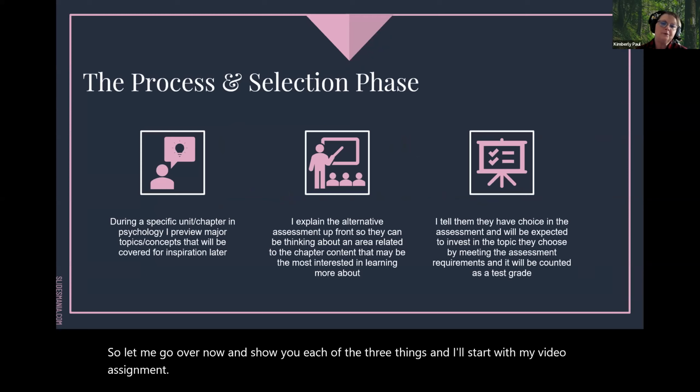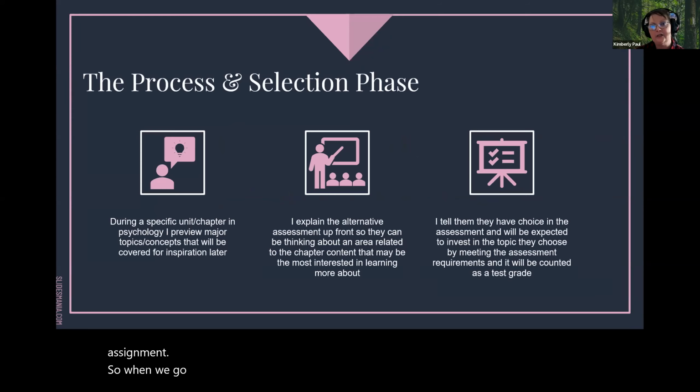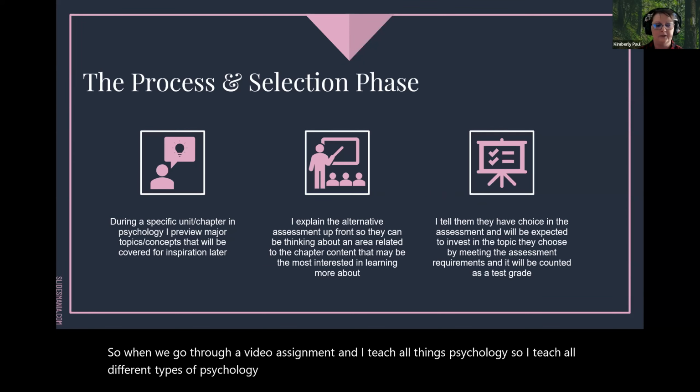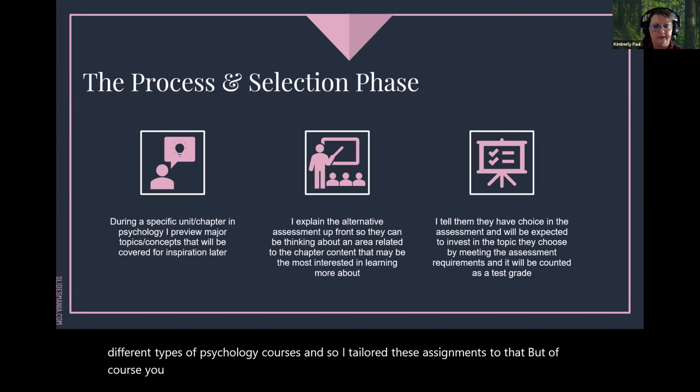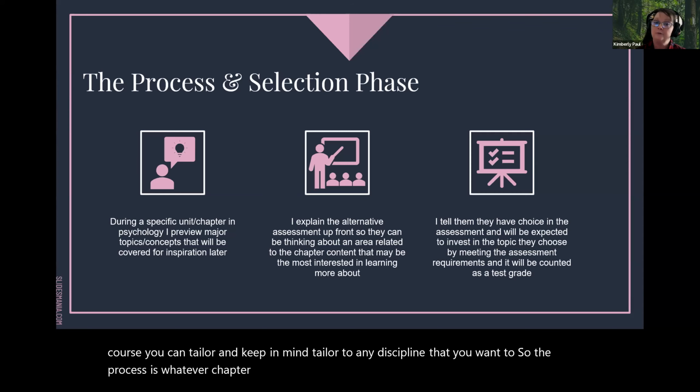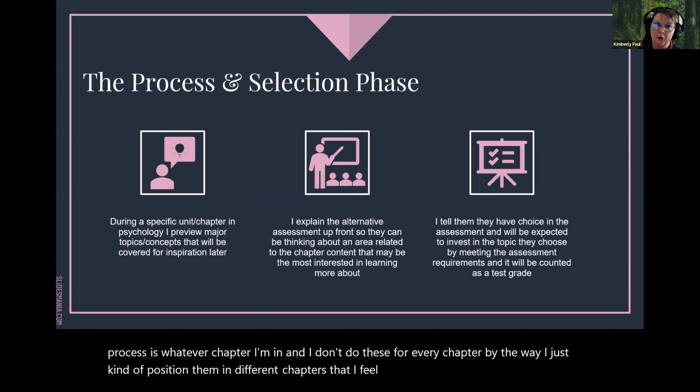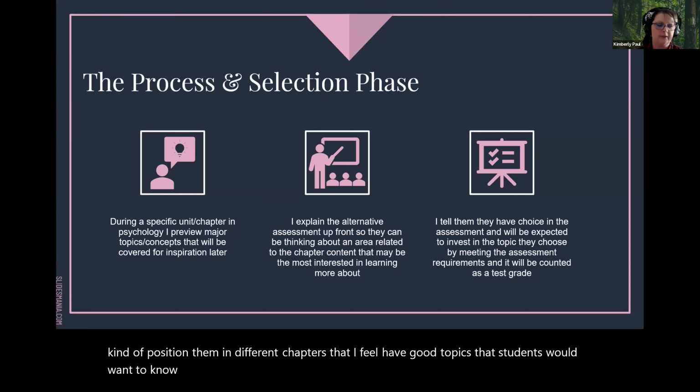So when we go through a video assignment, and I teach all things psychology, so I teach all different types of psychology courses, and so I tailored these assignments to that. But of course, keep in mind, you can tailor these to any discipline that you want to. So the process is whatever chapter I'm in, and I don't do these for every chapter, by the way. I just position them in different chapters that I feel have good topics that students would want to know more about, so that they can have choice.